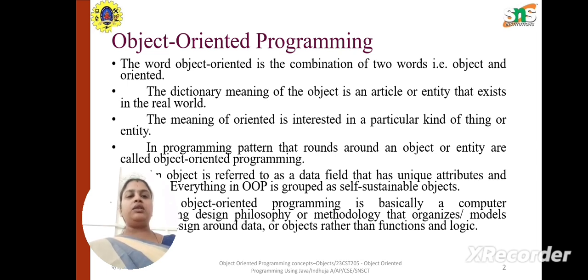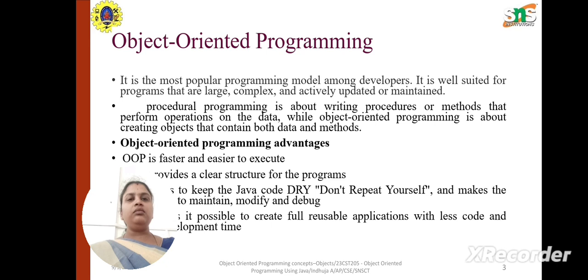The object is referred to as a data field that has unique attributes and its own behavior. Everything in OOP is grouped as self-sustainable objects. Object-oriented programming is basically a computer programming design philosophy or methodology that models the code design around data or objects rather than functions and logic. Most programming developers use this concept. It is the most popular programming model among developers.